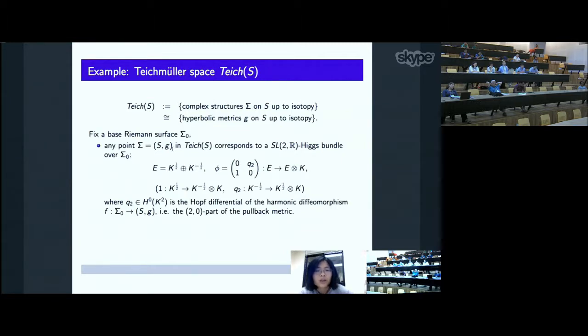So any point corresponds to an SL(2,R) Higgs bundle over this base Riemann surface Sigma_0, where the bundle is K^{1/2} direct sum K^{-1/2}. This K^{1/2} is a choice of square root of the canonical line bundle K. And the Higgs field is just by taking K^{1/2} to K^{-1/2} tensor K, which is 1, and the q_2 as the upper triangular part. Okay. So it's very explicit. The bundle is fixed and the Higgs field is only parameterized by this quadratic differential q_2, which is holomorphic. Okay. But in fact, we also understand what this q_2 is from the harmonic map.